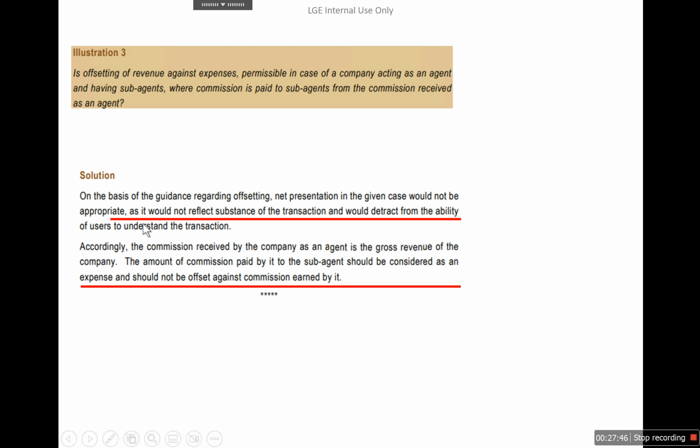So let's see what the solution is: it would not reflect the substance of the transaction and would detract from the ability of users to understand the transaction. So the amount of commission paid by it to the sub-agent should be considered as an expense and should not be offset against the commission earned by it.